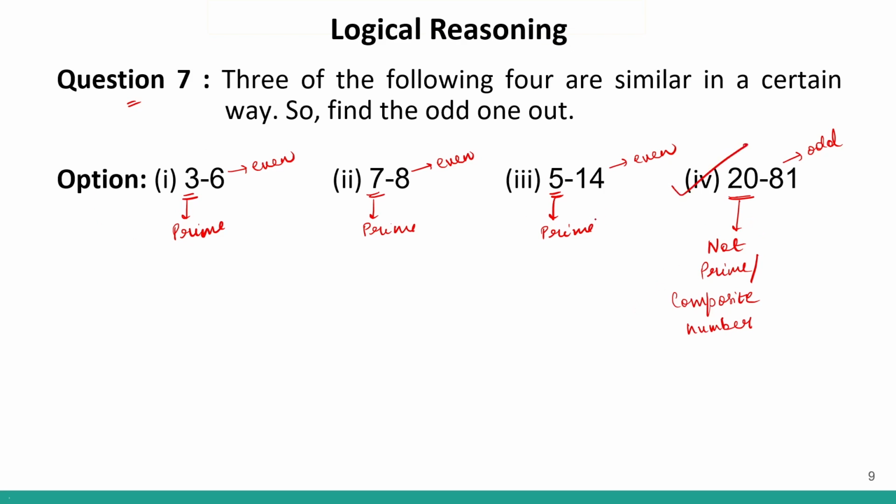In every other case, the first number was a prime number and the second number was an even number. But in this case, this is totally different. Therefore, our answer will be option number 4, 20 and 81. Clear?